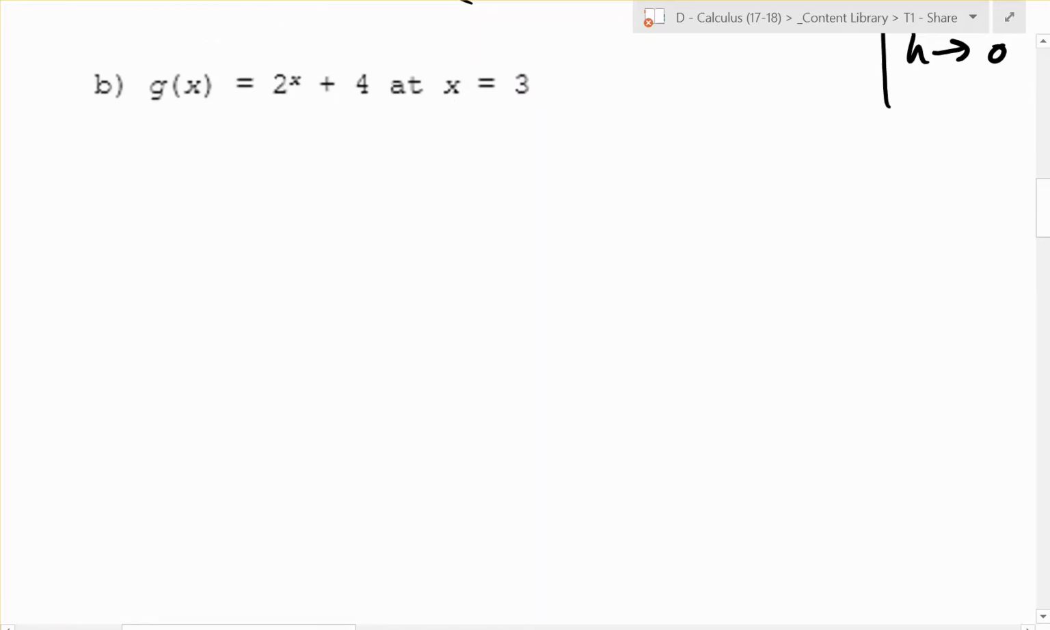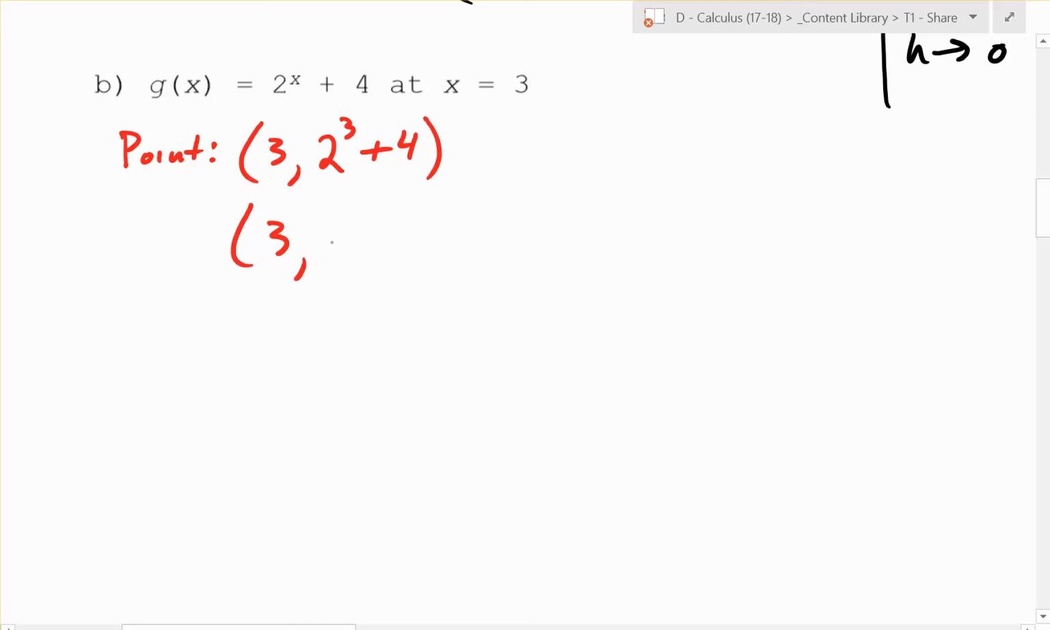It's going to be the same exact type of math. We need a point and a slope. So for the point, all we need to do is plug in the x value of 3 into the equation, so it's going to be 2 to the third plus 4. So our point is (3, 12), because 8 plus 4 is 12. So we have our point, but now we need to find the slope.